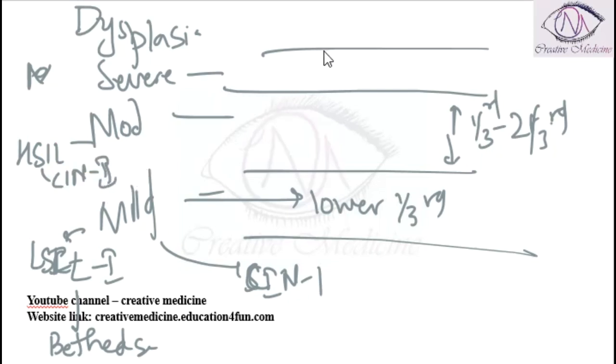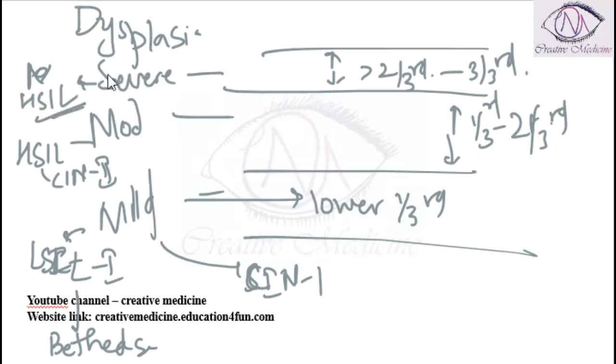We have severe dysplasia. In severe dysplasia, the dysplastic cells are more than two-thirds of the cervical epithelium. So these dysplastic cells can be present in the entire epithelium also. In the dysplastic cells, the basement membrane is intact. So according to Bethesda classification, this severe dysplasia includes high-grade squamous intraepithelial lesion. The grading of severe dysplasia is cervical intraepithelial neoplasia type 3.